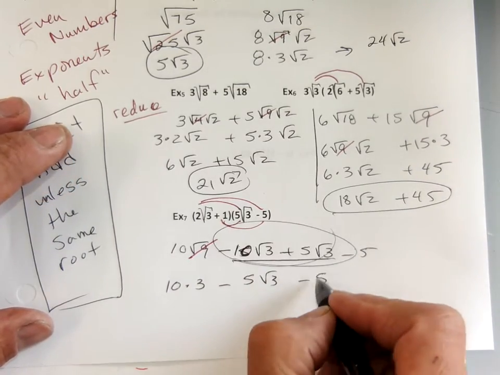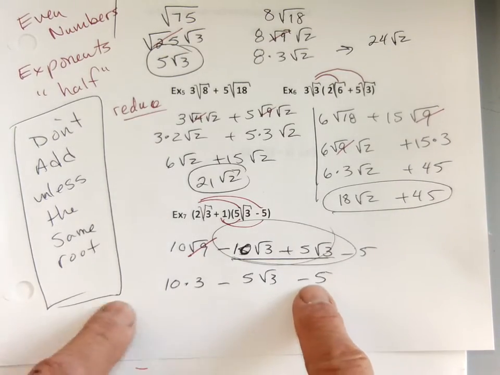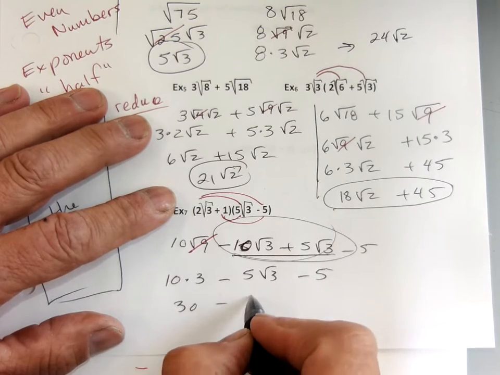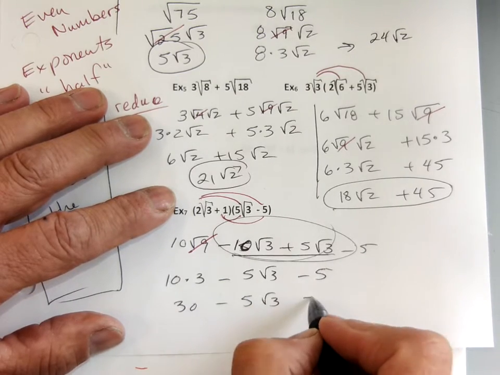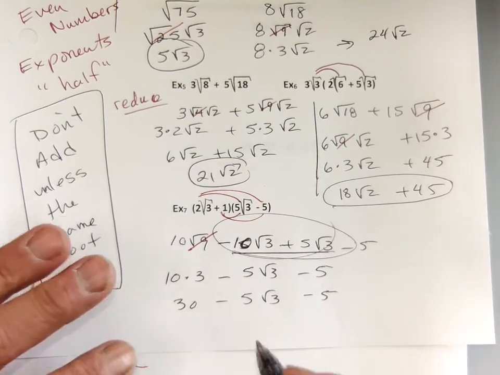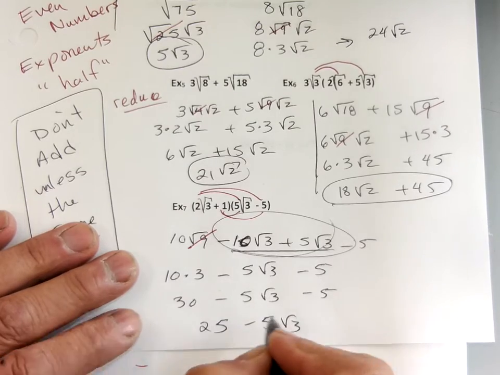Then minus 5. Okay, well, wait a minute. I still have some whole numbers. I'm not done yet because I've got some whole numbers I can do. Okay, 10 times 3 is 30. Right? Minus 5 square root of 3 minus 5. Okay, whole numbers with whole numbers. I'm going to make that 25 minus 5 square roots of 3. Okay, that's what I got.